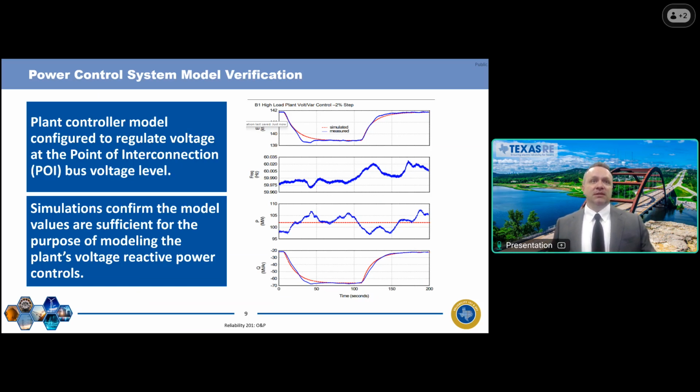So here we see that the simulations are confirming the values are sufficient to provide reactive power control to the system, and both the simulated and the measured are tracking the same. There's no deviation between what's modeled and what's being simulated.